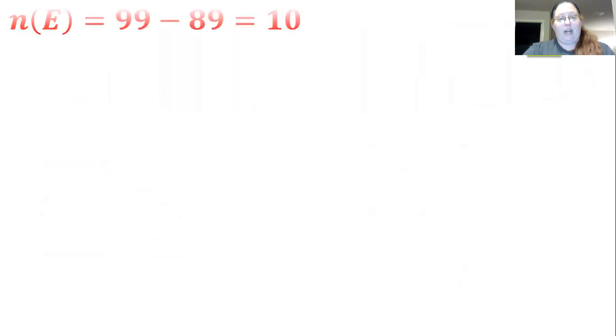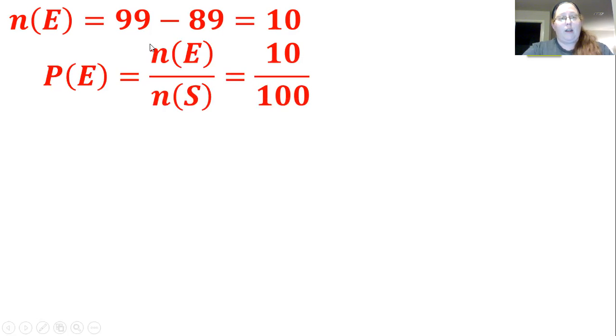So the first one, we want to know if you were to randomly select a 2-digit number from a sequence of random numbers obtained by repeatedly spinning a spinner, what is the probability of it being greater than 89? So we have NE, which is the event, equals 99 minus 89 equals 10. And NS, like we said before, is going to be 100. So it's 10 over 100, which means the probability is 0.10 or 10%.